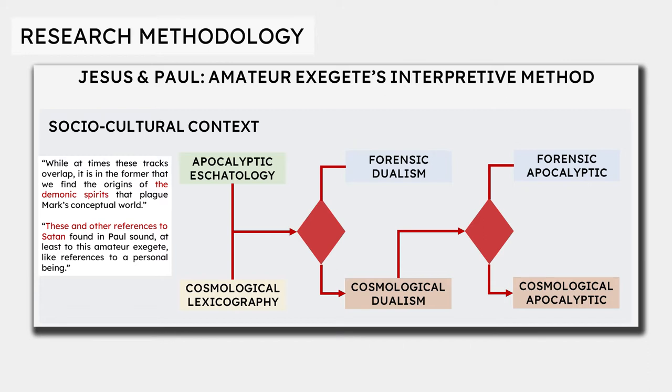This means that Ben took note of words used by Jesus and Paul, such as Satan, the devil, and demons, as well as references to exorcism, and concluded that these words referred to supernatural evil beings. As we can see, this had a significant impact on how he reached his final conclusions.